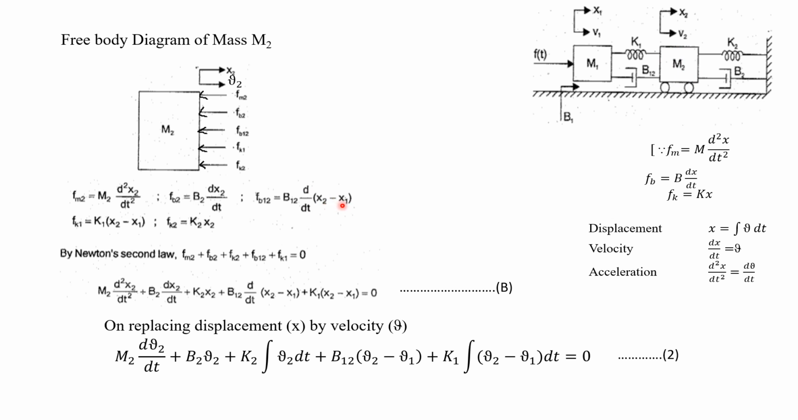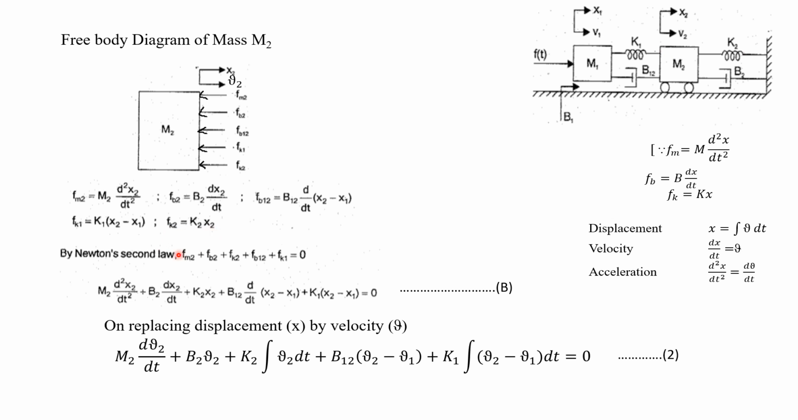Okay, x2 minus x1. Now what is Fk1? This K1 is also connected between M1 as well as M2. So Fk1 will be equal to K1 into x2 minus x1. Okay. Then what about Fk2? K2 is connected only to this M2. So Fk2 will be K2 into x2. Directly we can write the formula, by relating the displacement of only that mass M2.